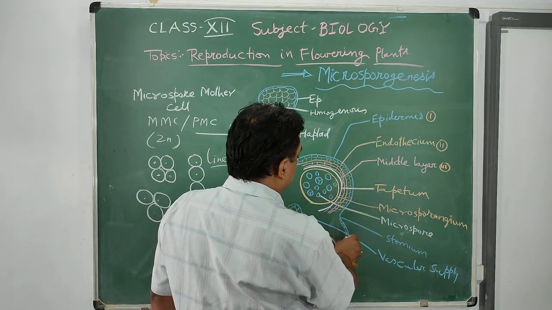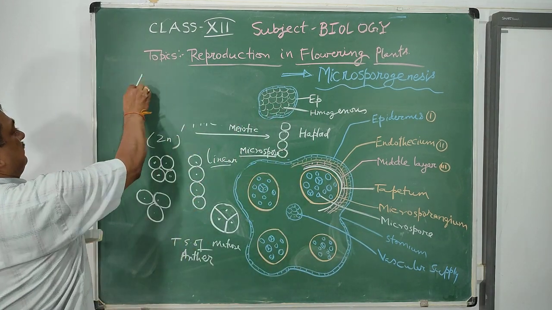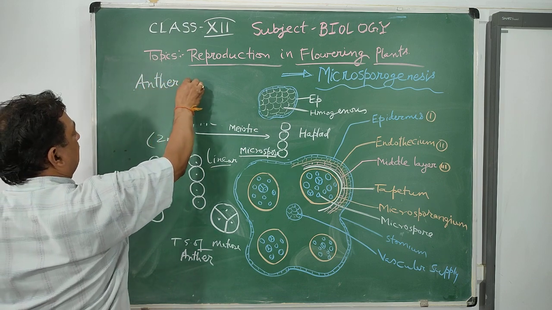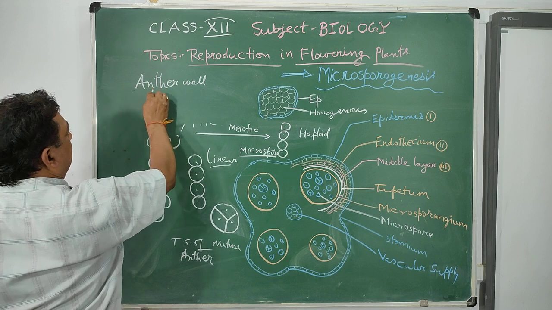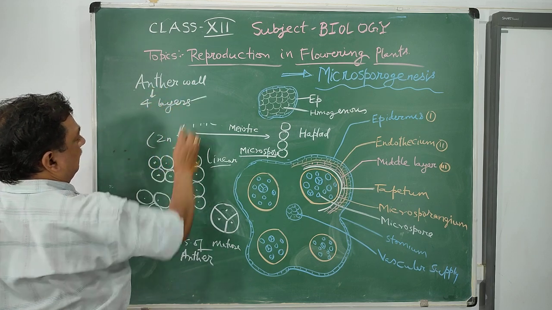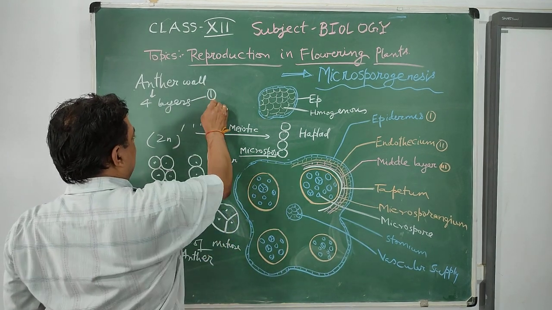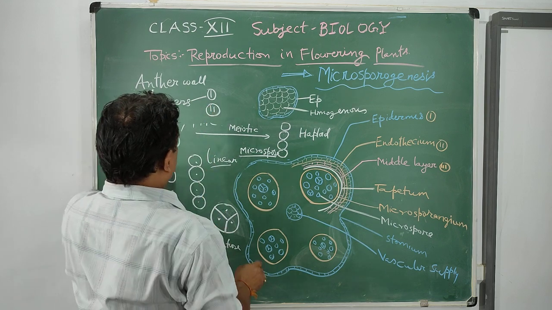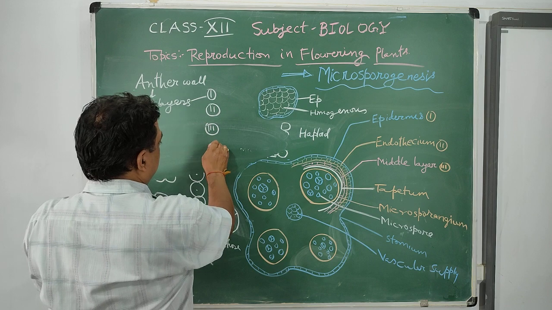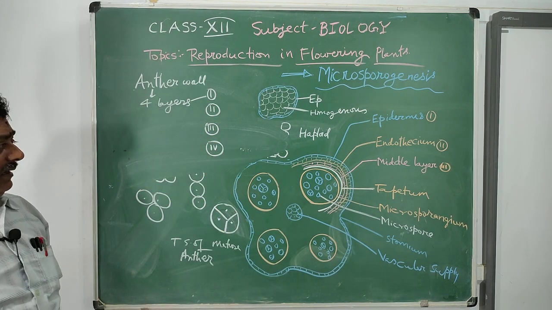They are surrounded by the anther wall, and the anther wall consists of 4 layers. First layer is called epidermis. Second layer is called endothecium. Third layer is called middle layer. And fourth layer is called tapetum. So the anther wall consists of 4 layers.